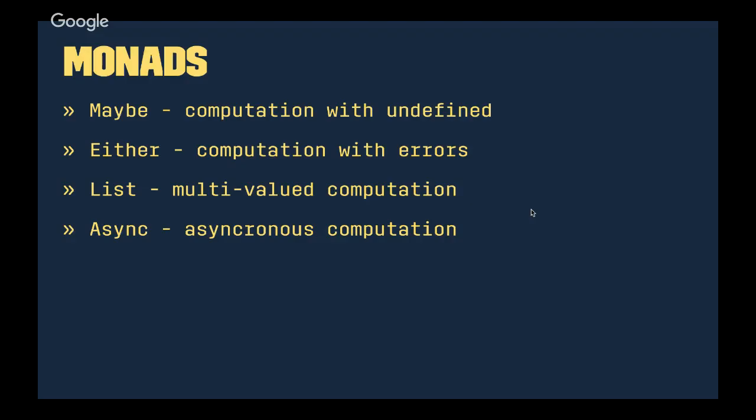Yeah. So I know monad is a horrible word. I'm so sorry for it. But you've seen them, you've used them. The example we looked at today, maybe, is an extension of computation that allows for the possibility that functions might fail to return a value instead of returning undefined. Either is an extension of computation that encapsulates a value or an error type.